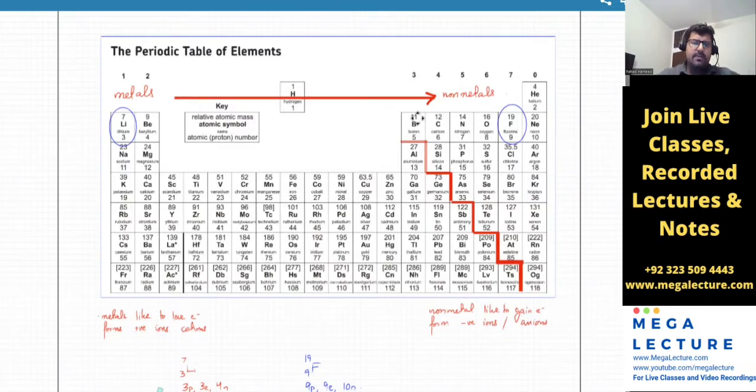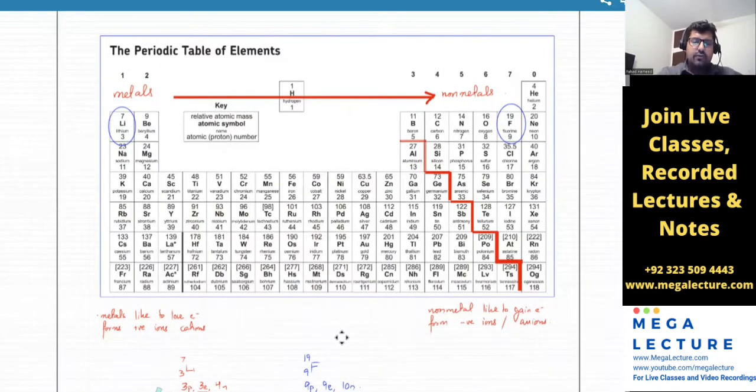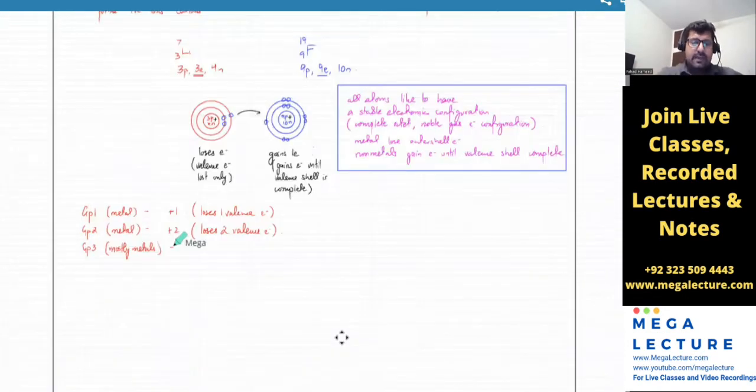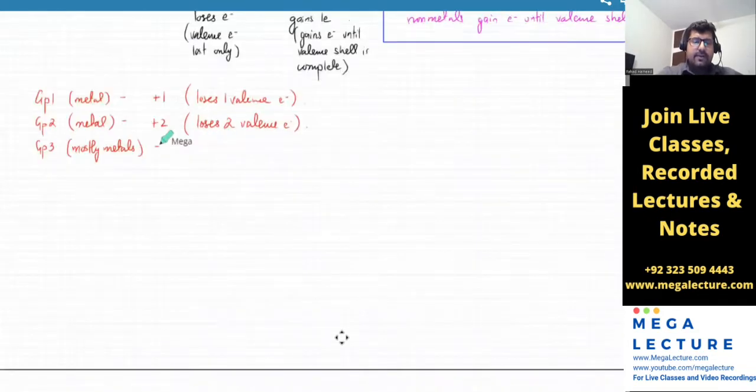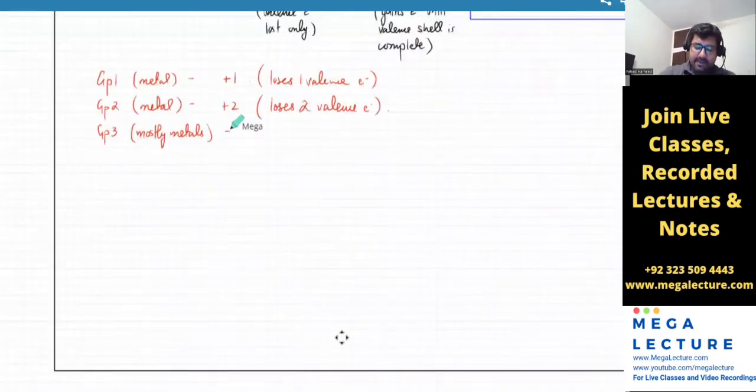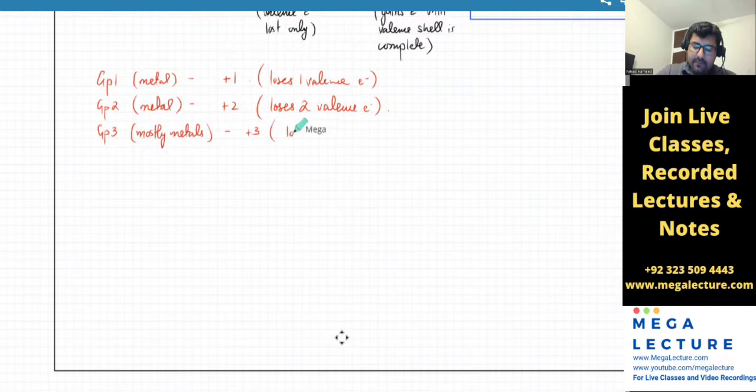On the right side... so group 3, most of them are metals, right? The top one, boron, is kind of an in-between. It doesn't know if it wants to lose electrons or gain electrons. So group 3 is mostly metals, and it will have a charge of +3 because it's got 3 valence electrons. It's going to lose. So it loses 3 valence electrons.